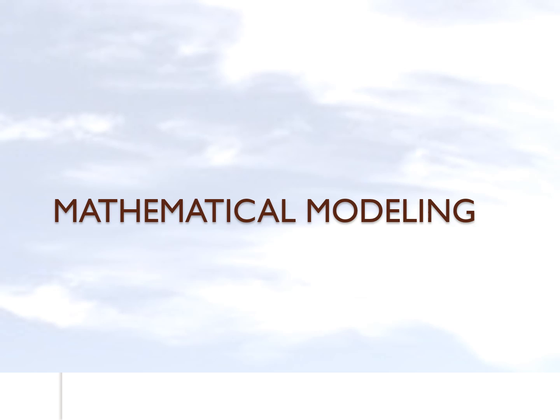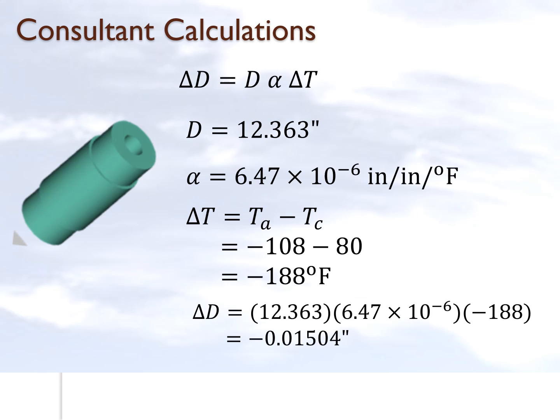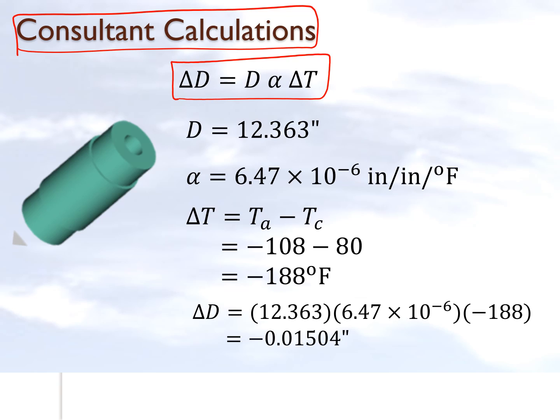In order to do that, we have to do mathematical modeling. That is the second step of solving an engineering problem. This problem was given to a consultant, and what the consultant did was simply say, I know my physics 101, so delta D, which is the change in diameter, will be the diameter multiplied by the thermal expansion coefficient of the material, which was cast steel, multiplied by delta T, which is the change in temperature, because that's what comes from the definition of the thermal expansion coefficient. The coefficient of linear thermal expansion is the change in length per unit temperature.